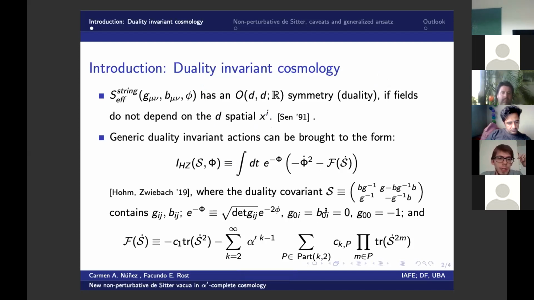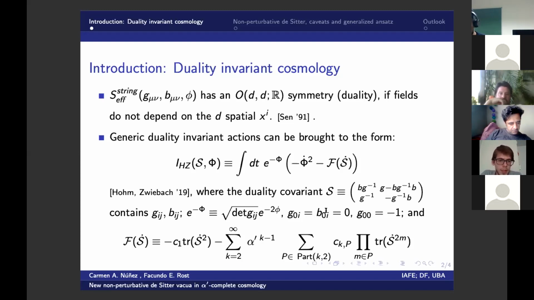And now an introduction about duality invariant cosmology. The low energy effective action of classical string theory has an O(d,d) symmetry, also referred to as duality, if the fields don't depend on these spatial coordinates. Therefore, we're going to study the cosmologies that can be obtained from generic duality invariant actions. Firstly, because they're interesting on their own, and secondly, because they may apply to classical string theory.